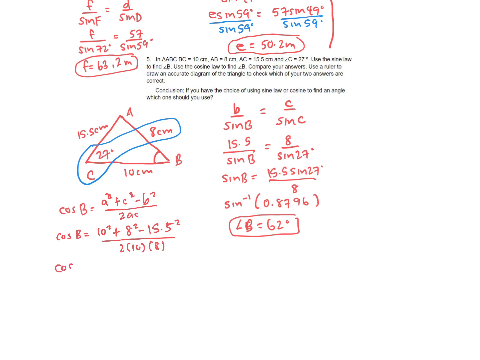And then we're going to do inverse, right, because we want angle B. So we've got 10 squared plus 8 squared minus 15.5 squared equals negative 76.25. 2 times 10 times 8 is 160. And we'll do the inverse of that to find angle B. And it works out to be rounded 118.